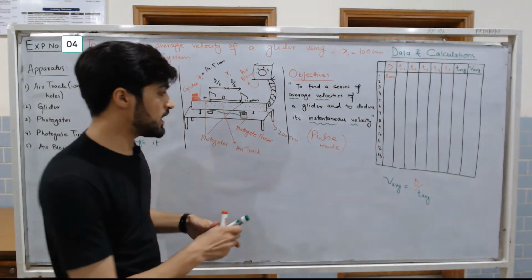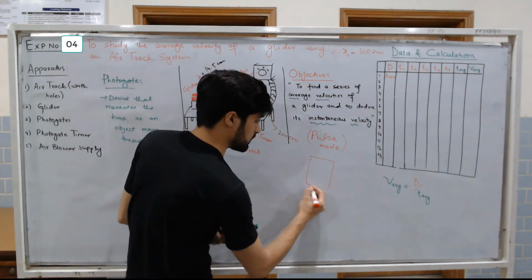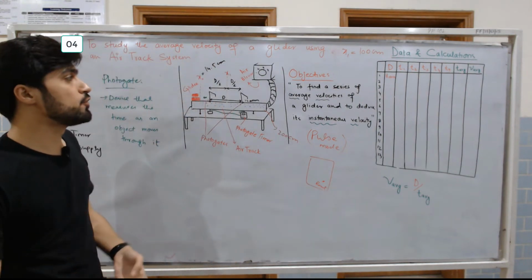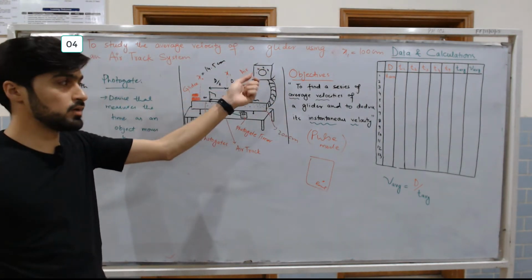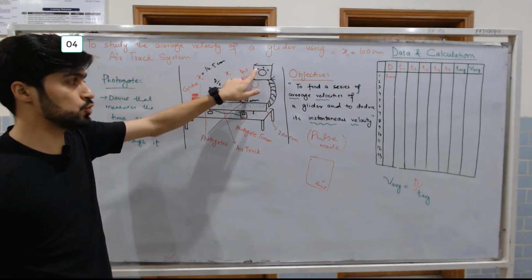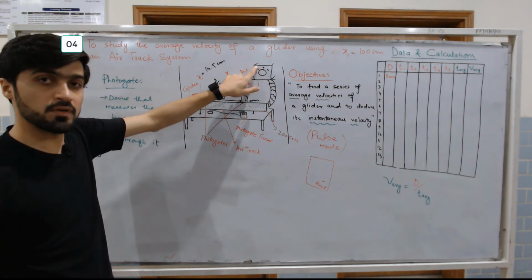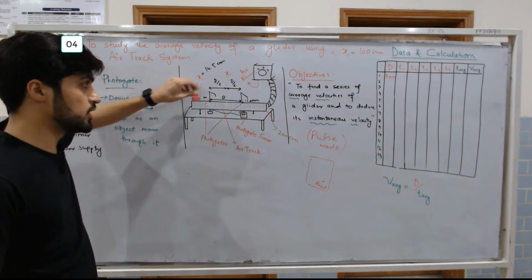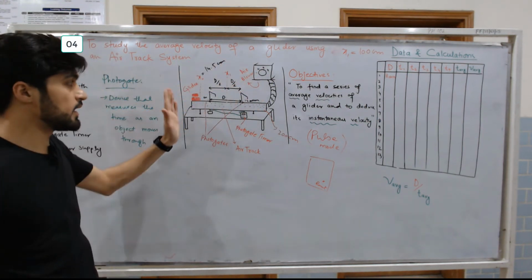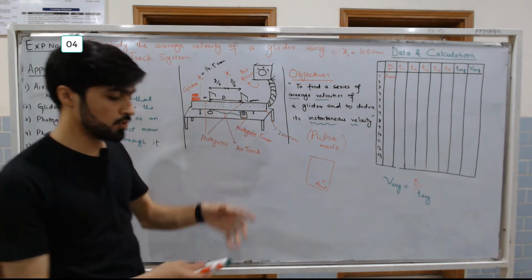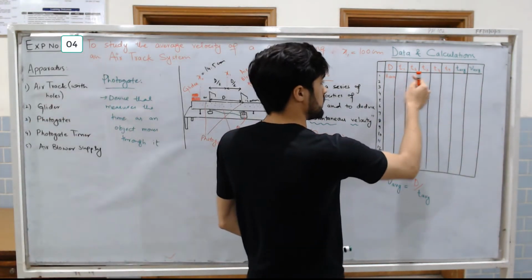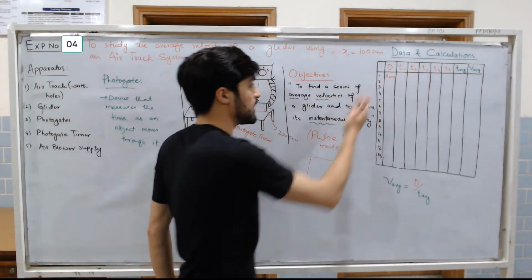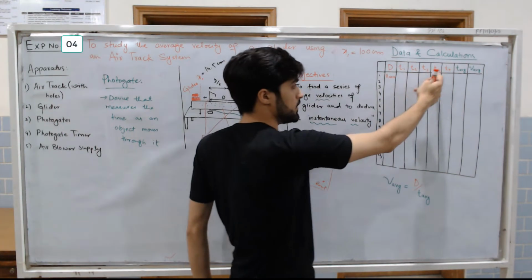Now there will be a reset button on the photo gate timer. You will press the reset button, then repeat this experiment. Turn off the blower; there will be a switch. Just switch it off and again switch it on. Reset the timer. Move the glider back to its initial position. Switch on the blower. The glider will start moving. Again note down the time between these two photo gates. The photo gate timer will tell you the time. This will be your T2. Again repeat this experiment. You will get T3, T4, T5.